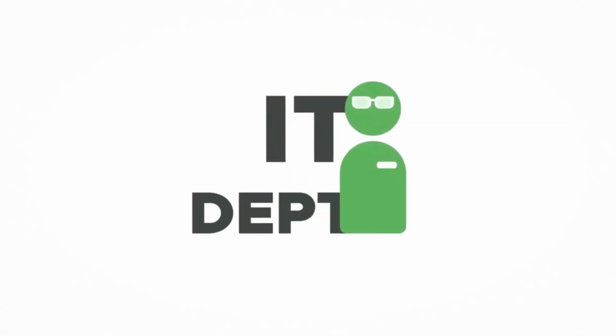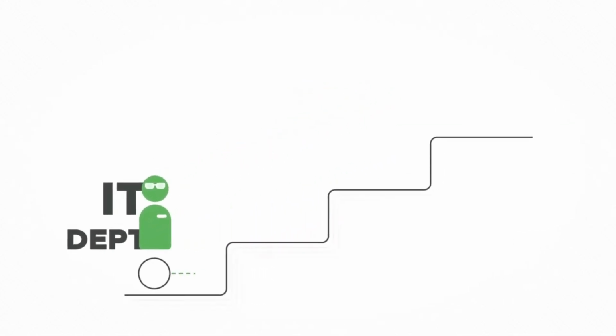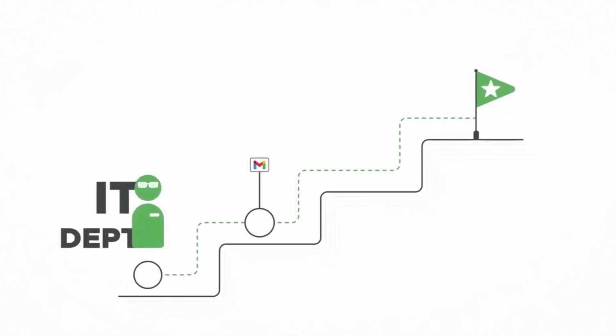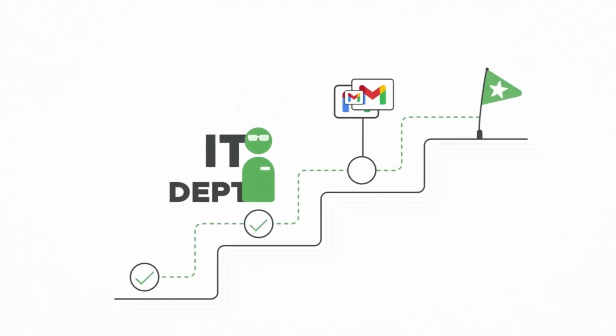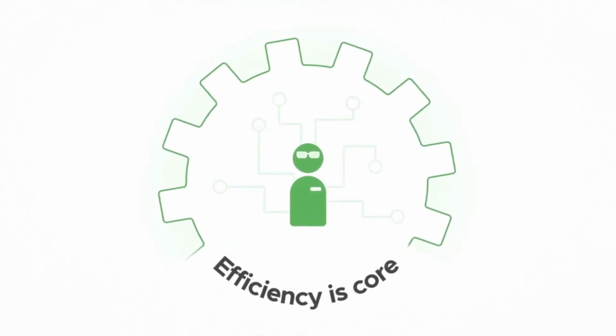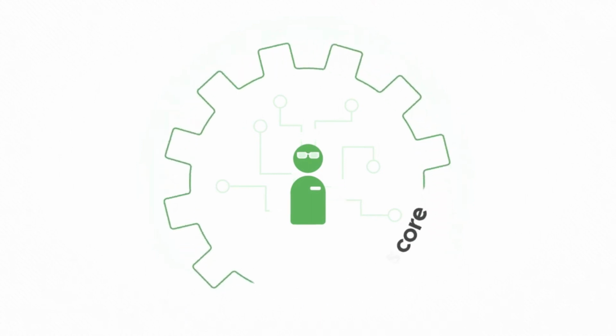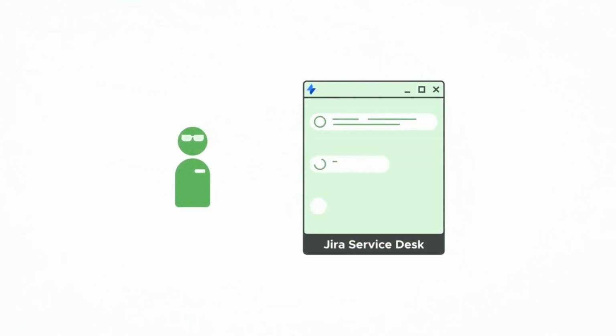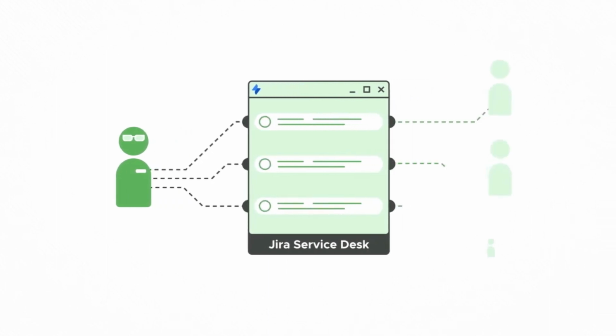As the IT department of the organization, you really want to focus on your strategic projects. However, you keep getting distracted by requests flowing in from your colleagues in other departments. Being an IT pro, efficiency is core to everything you do. So next, you go ahead and put an IT ticketing system like Jira Service Desk in place to help you manage and plan the tasks better.